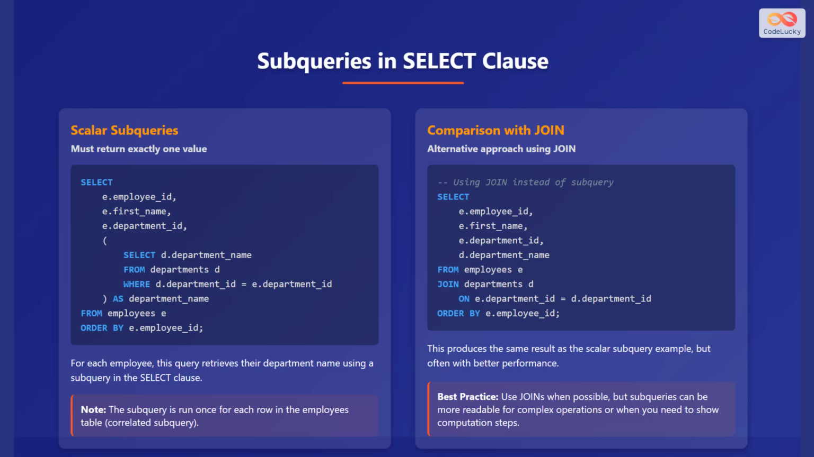Here's a comparison with using a join. This produces the same result as the scalar subquery example, but often with better performance. Here we select the employee ID, first name, department ID, and department name from the employees table, joining the departments table on the department ID, and order by employee ID. As a best practice, use joins when possible, but subqueries can be more readable for complex operations, or when you need to show computation steps.